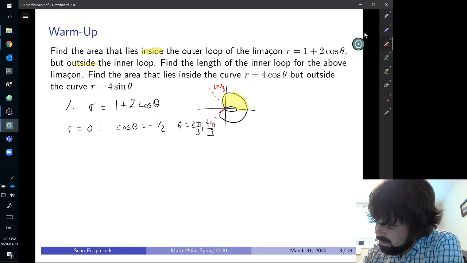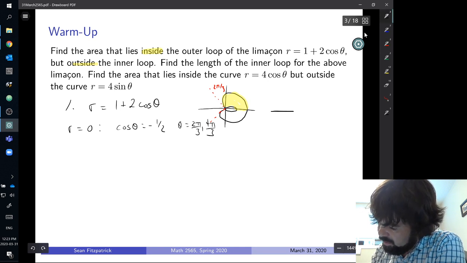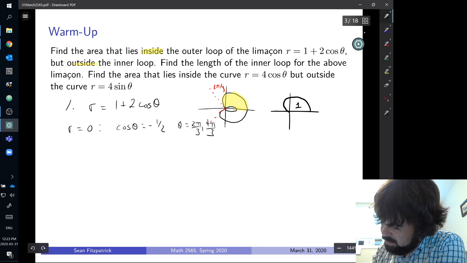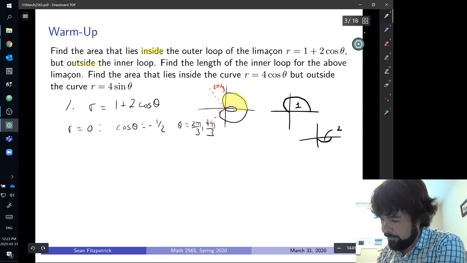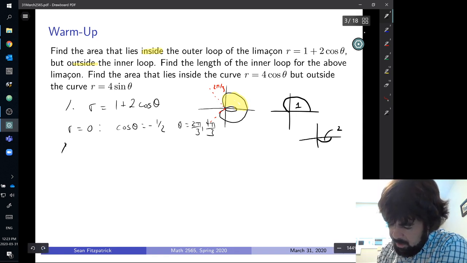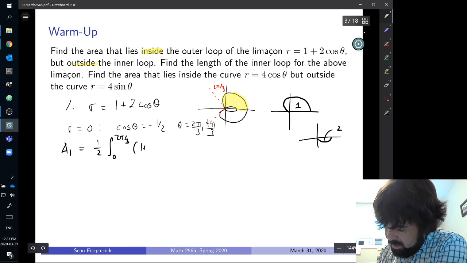is we want to think of the area as coming in two pieces. There's this area here, and we'll call that 1. And then there's going to be this area here. Call that area 2. Okay? So if we do area 1, it's 1 half integral from 0 to 2π over 3. It's always r squared d theta for area. So it's 1 plus 2 cos theta all squared d theta.